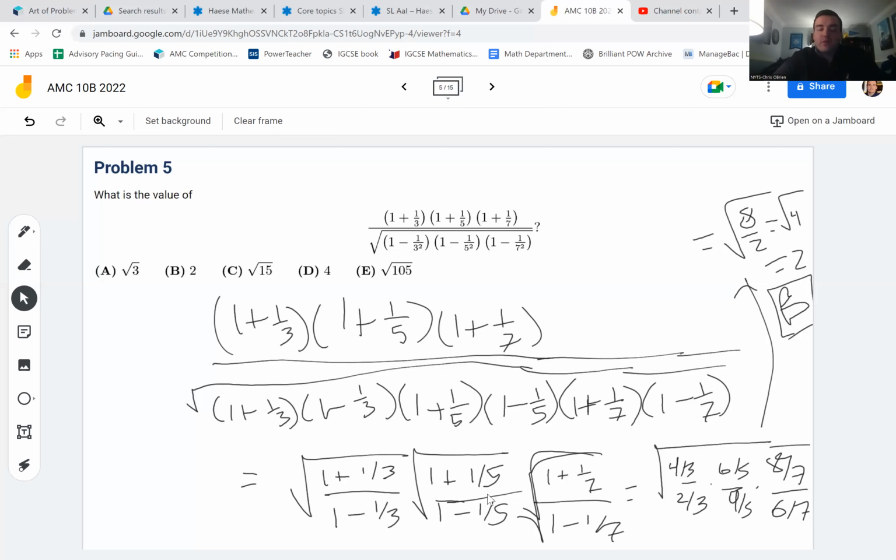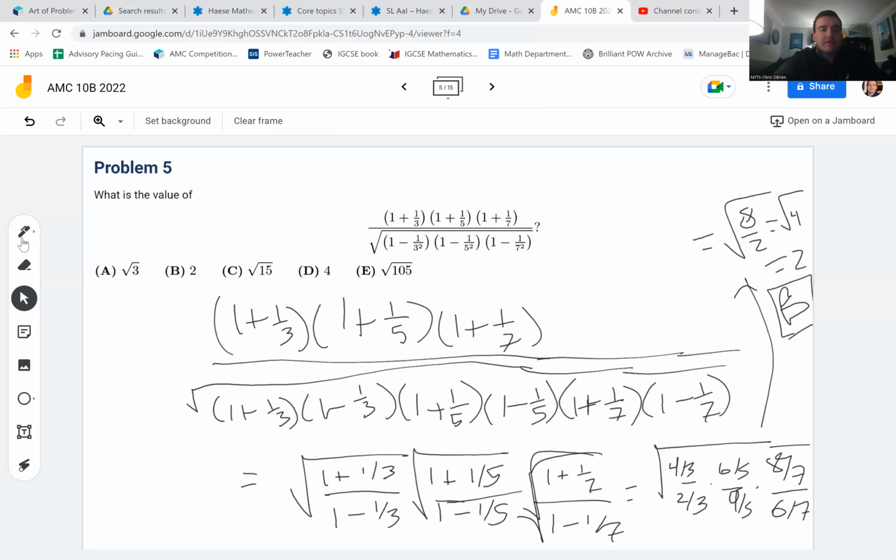If you actually calculate these out, this becomes 4 thirds over 2 thirds, 6 fifths over 4 fifths, 8 sevenths over 6 sevenths. Put them here. Those denominators can all cancel out, like the 3s, the 5s, the 7s. This 4 will cancel with this 4. This 6 will cancel with this 6. You're just left with 8 over 2. So the whole thing becomes the square root of 8 over 2, the square root of 4, which is 2.